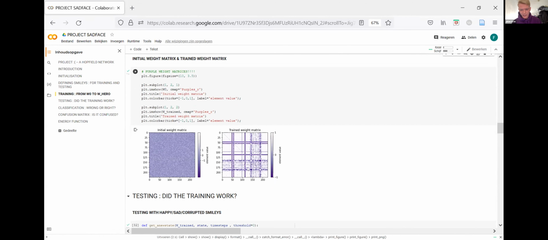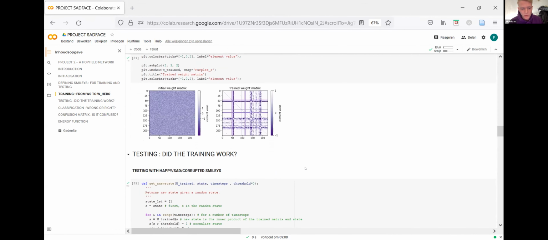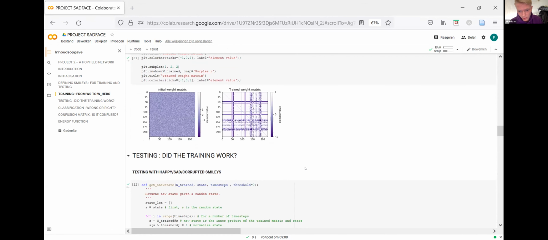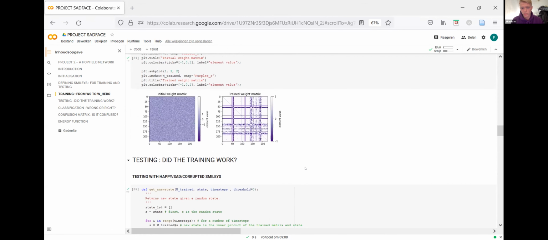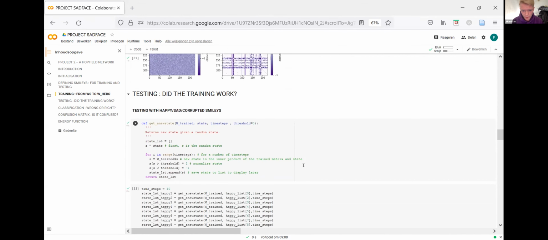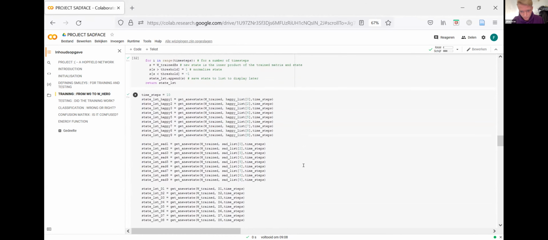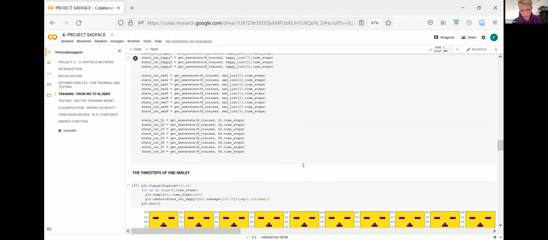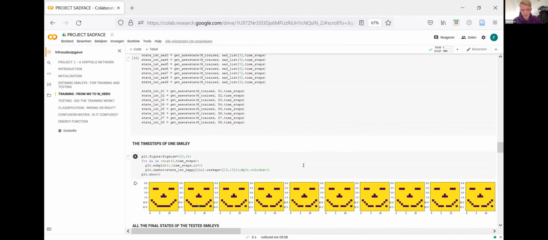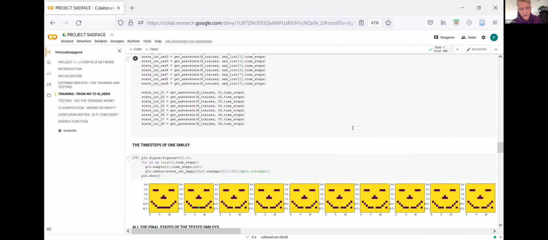Okay, so the weight matrix is still a little bit blurry, but you can see clear connections between the neurons that are important for the network. This will be the testing with the same states. Yes, and this is the time step of happy 1. Let's go to distorted 1. So just D1.